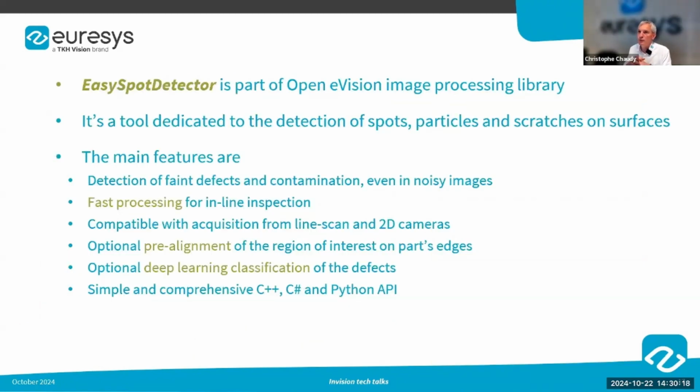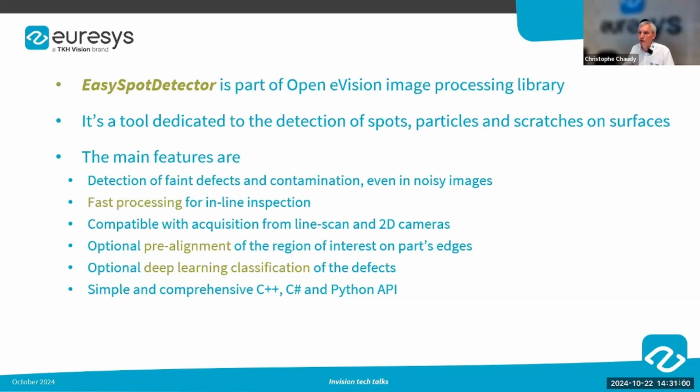The capabilities of SpotDetector are typically the feature to find faint defects and contaminations on noisy images. So if your images are noisy, if the background is not uniform, if there is some texture on the image, and there is some contamination, defects, scratch, hole, EasySpotDetector can handle that. It has been optimized for really fast processing, so it's compatible for inline inspection. It's also compatible with line scan cameras or area scan cameras.